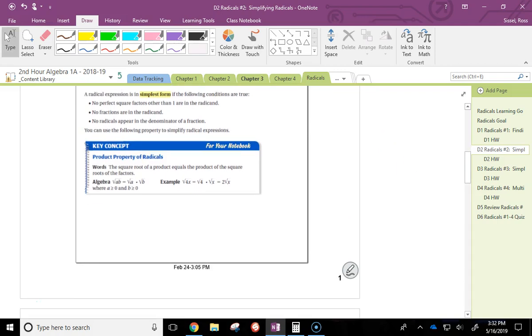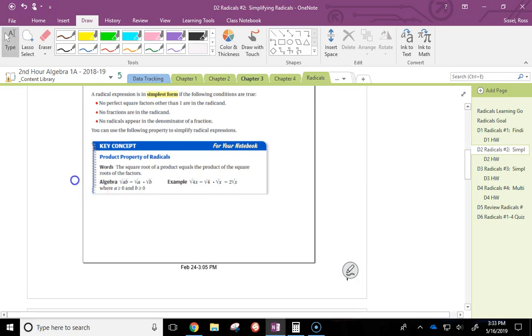A radical expression is in simplest form if the following conditions are true. No perfect square factors other than 1 are in the radicand. No fractions are in the radicand. No radicals appear in the denominator of a fraction. You can use the following property to simplify radical expressions. Words: the square root of a product equals the product of the square roots of the factors. In algebra, I'm going to zoom in on this, hopefully.